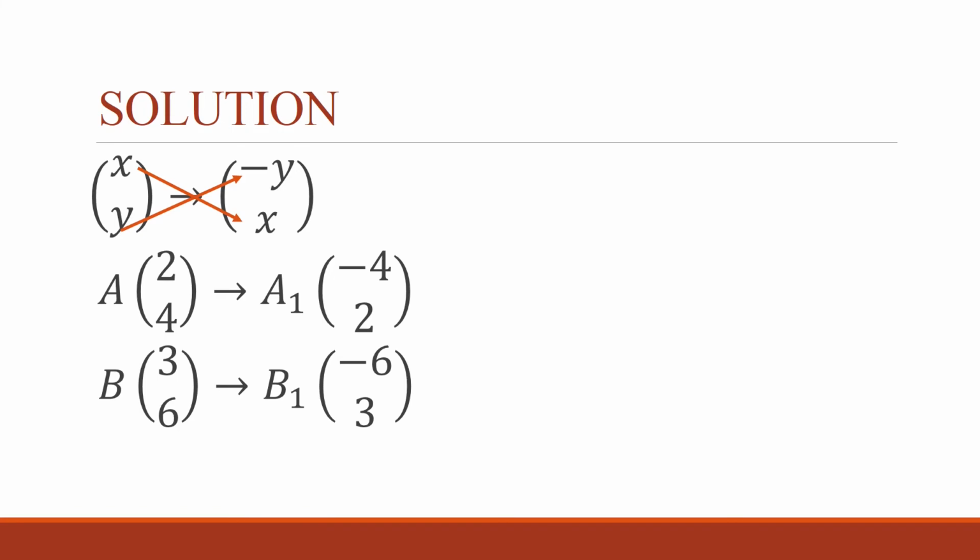Also, the point B given to us was (3, 6). So in the same way, the x-coordinate, which is 3, moves down. Then the y-coordinate, which is 6, also moves up. Then we negate the y to become negative 6. So the image point becomes B1 (negative 6, 3).